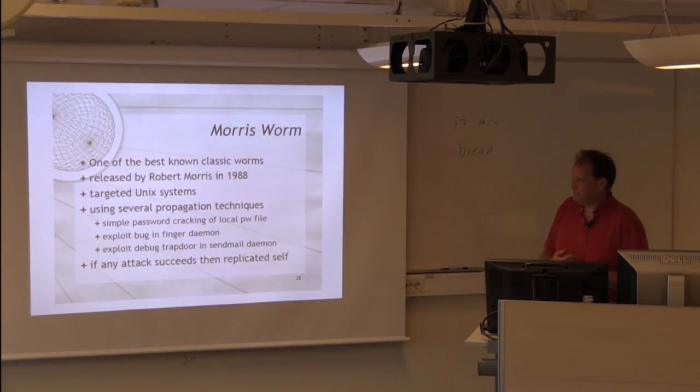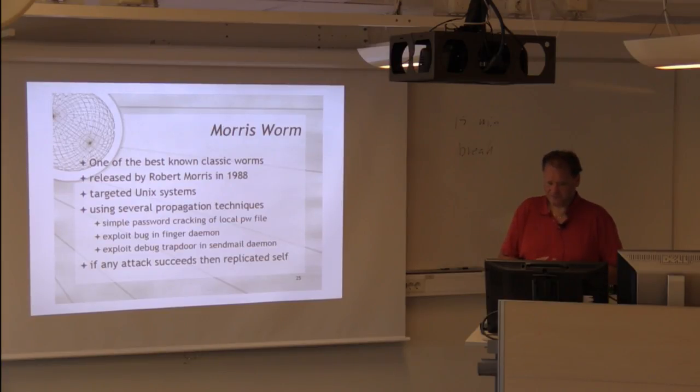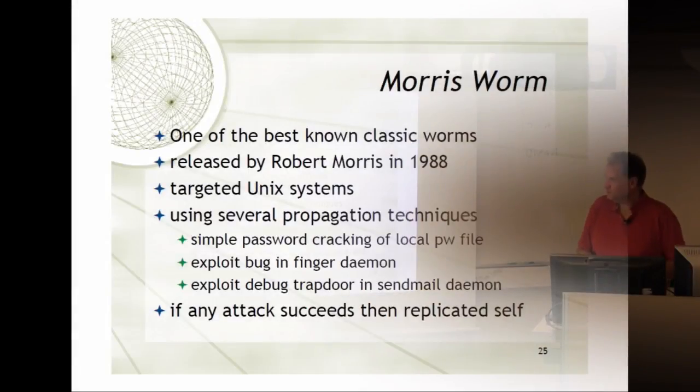An example of a worm is the Morris worm. You see, it's quite old now, from 1988. But it was the first very successful worm. It, as you see, targeted Unix systems. And in the propagation phase, it actually used three different techniques to try to propagate from one system to another. So it used simple password cracking on a local password file.